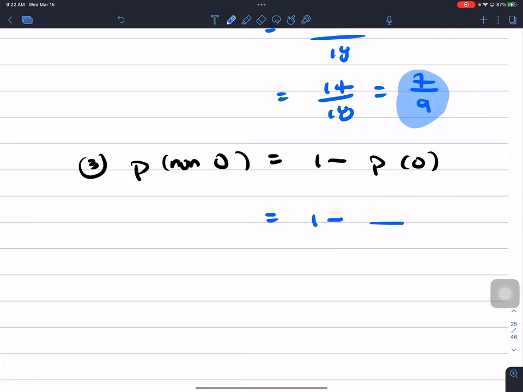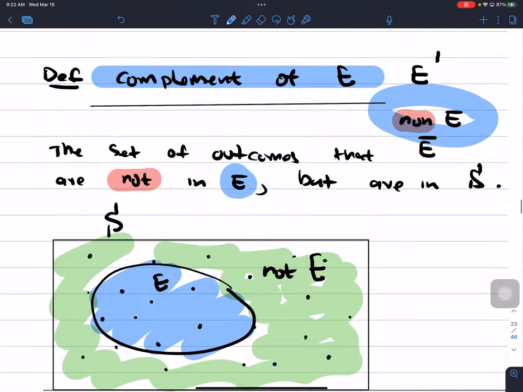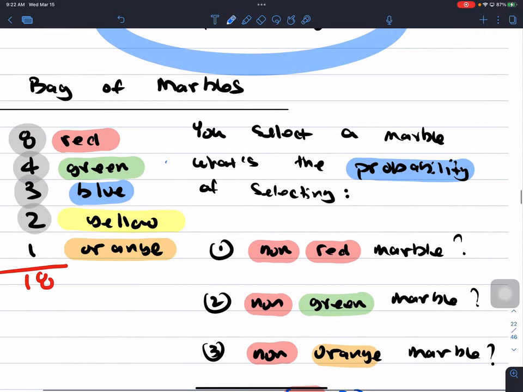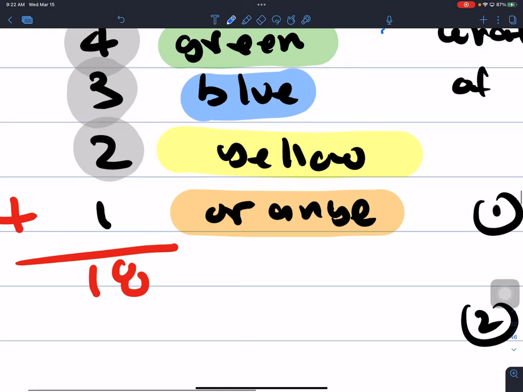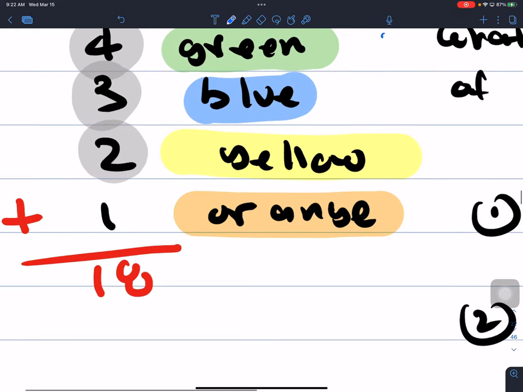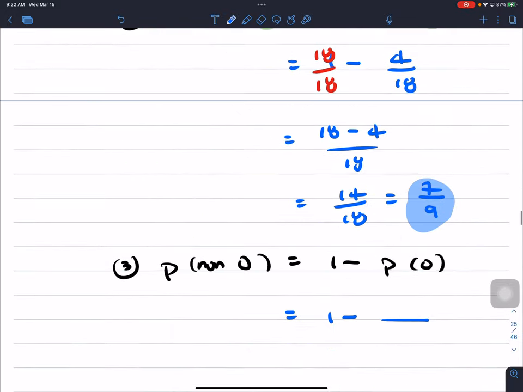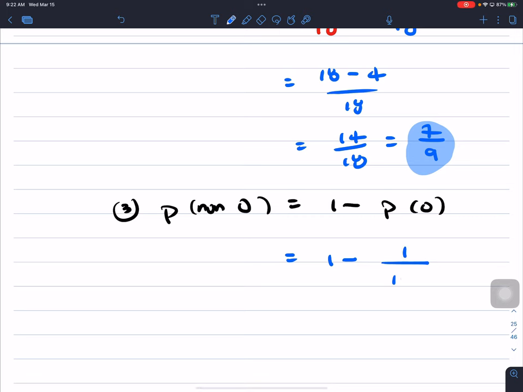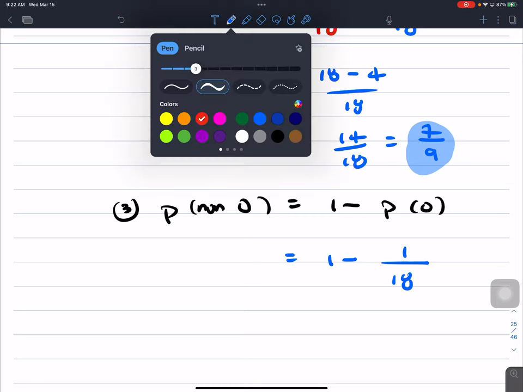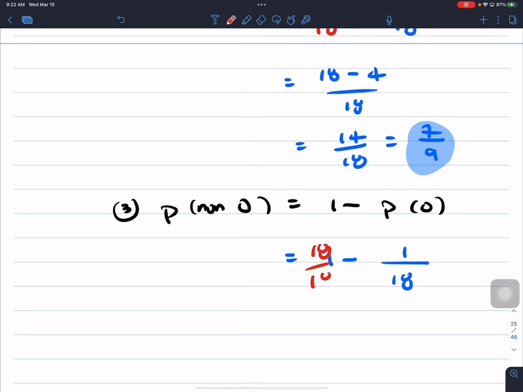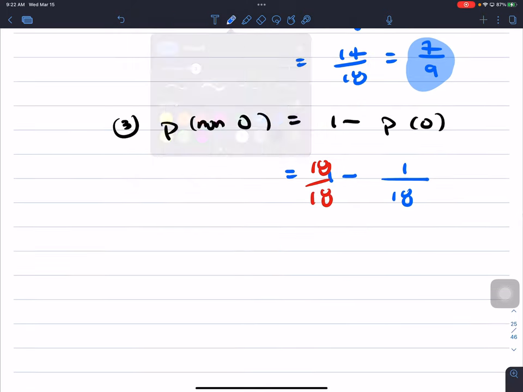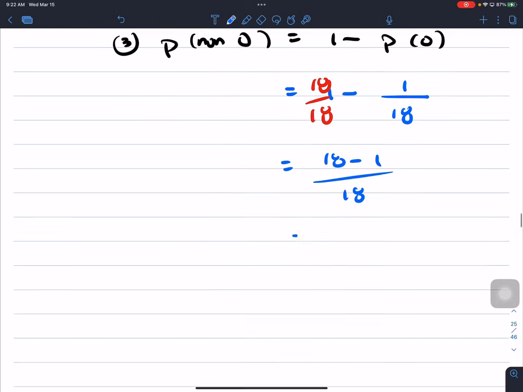What's the probability of selecting an orange marble, ladies and gentlemen? How many marbles are orange here? 1 out of how many? 18. So this is the complement rule. You guys okay with that? So, okay, 1 out of 18. What do you replace this 1 with? 18 over 18. What's 18 minus 1? So it's going to be 17 over 18.